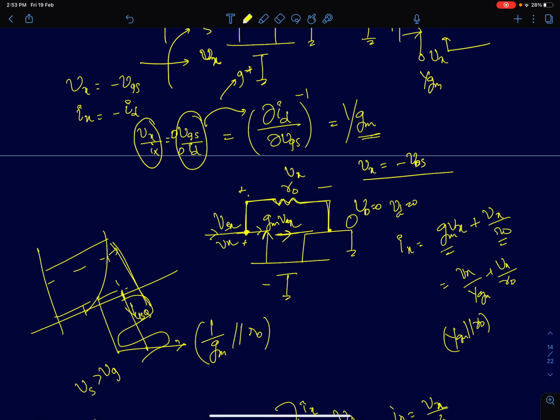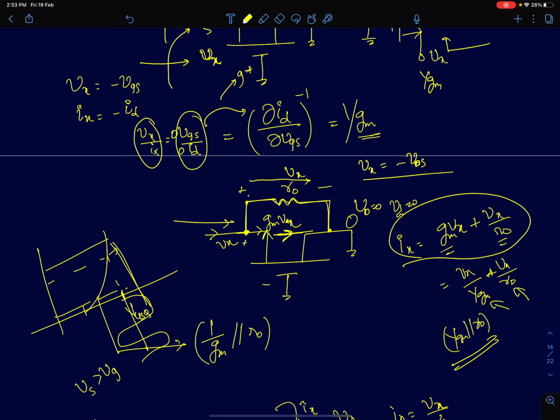Your Ix, which is the current flowing from the input here, will have two components. One is GMVX, which is the MOS device current, which is flowing through this device. The other current is Vx by R0. So that's what I've written here. So I can write Vx by 1 by Gm plus Vx by R0. This is nothing but the parallel of these two resistances, 1 by Gm parallel R0. So R0, if I include it, it's just going to come in parallel with it.